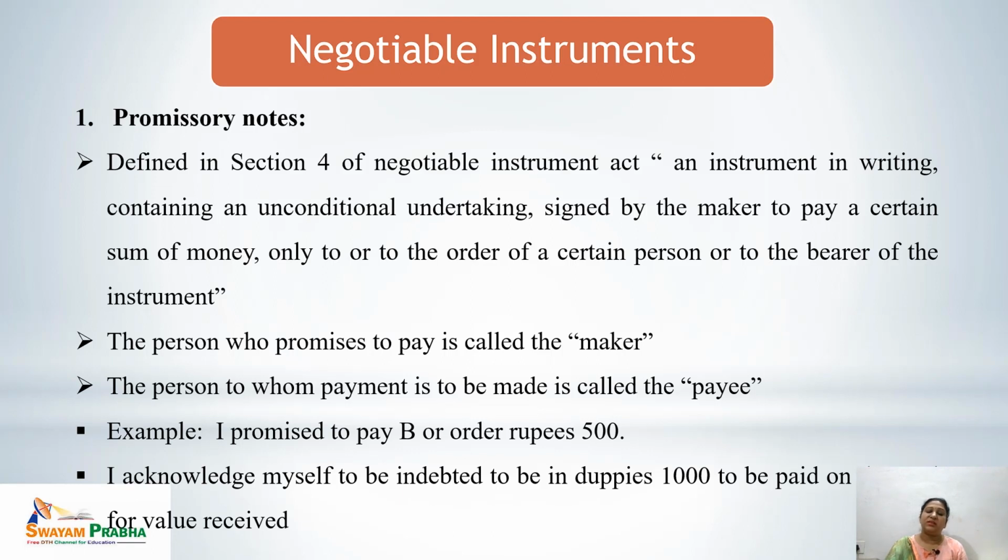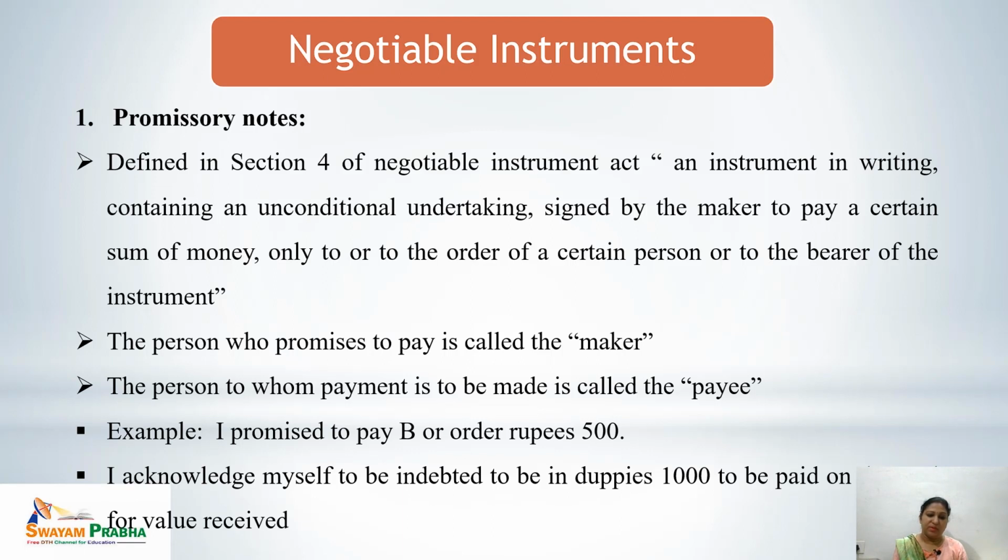To pay a certain sum of money to whom? That is only to or to order of a certain person or to the bearer of the instrument. Bearer here means the holder of the instrument. So next we discuss the parties of the negotiable instrument, parties of the promissory notes. The person who promises to pay is called the maker of the promissory note, and the person to whom payment is to be made is called the payee of the promissory note.